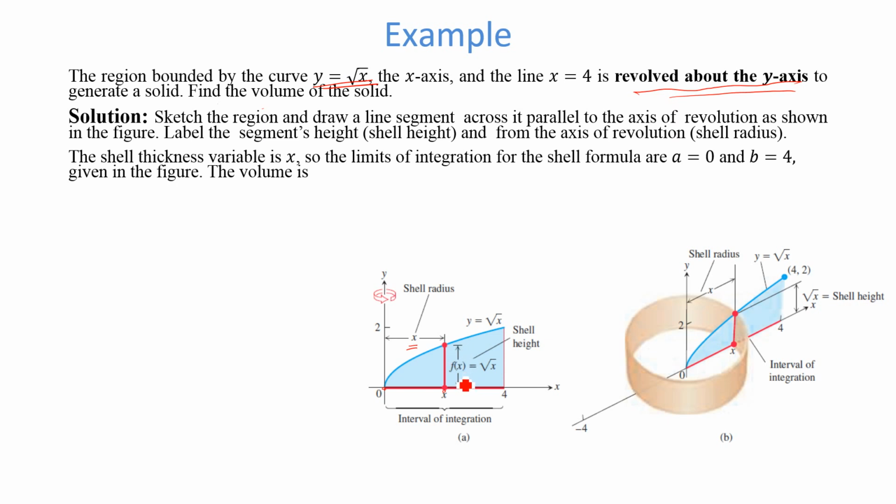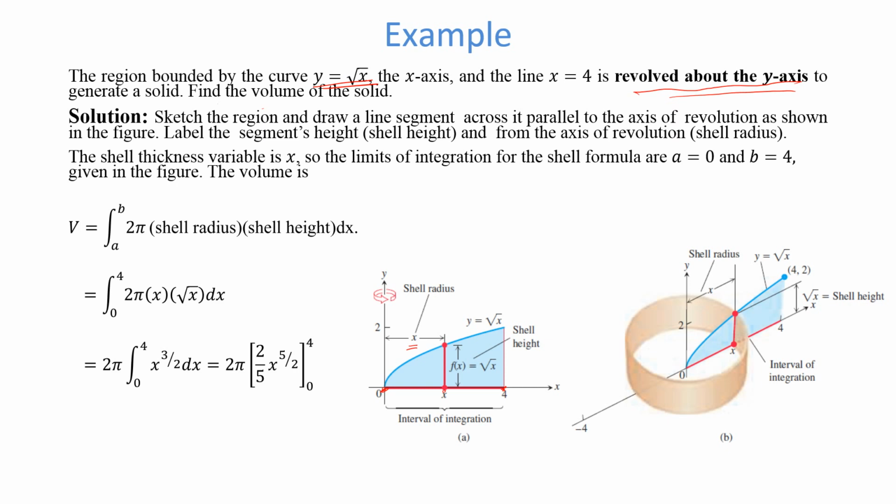And what else do we need? We need a and b. a here is 0 and b here is, because we are rotating around the vertical axis, our function is going to be a function of x. So we have to find the limit for x. And the rest is just a matter of calculation. You can do it very well.